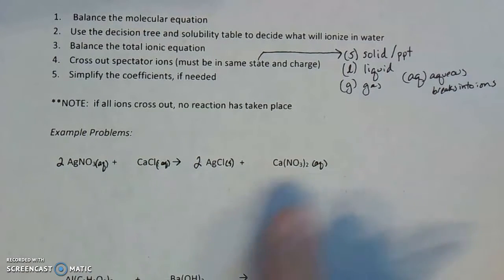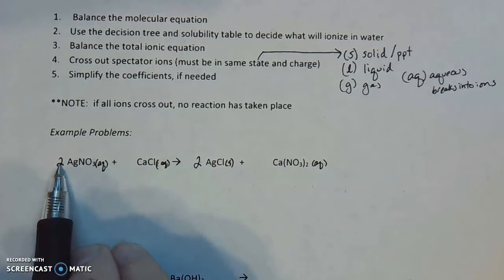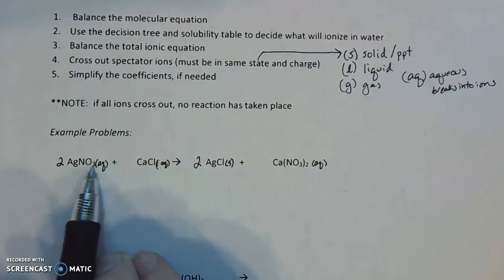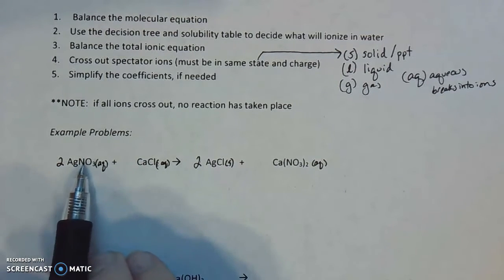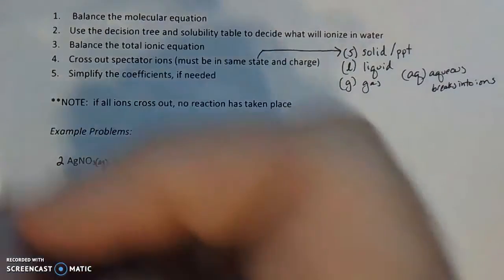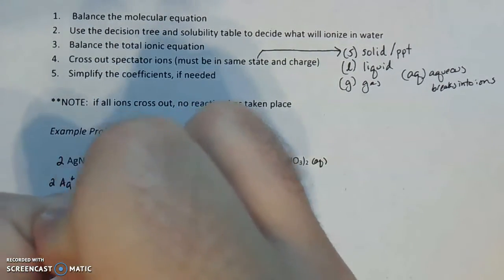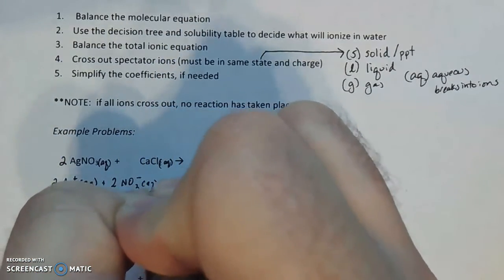Now we're going to break up each one of these into ions to give us our total ionic equation. Remember that a coefficient is going to have to be multiplied by any subscripts that we have. So AgNO3 breaks up because it's an AQ. There's a 2 in front of it, so we're going to have 2 of each ion. So we're going to have 2 Ag+ AQ plus 2 NO3- AQ.